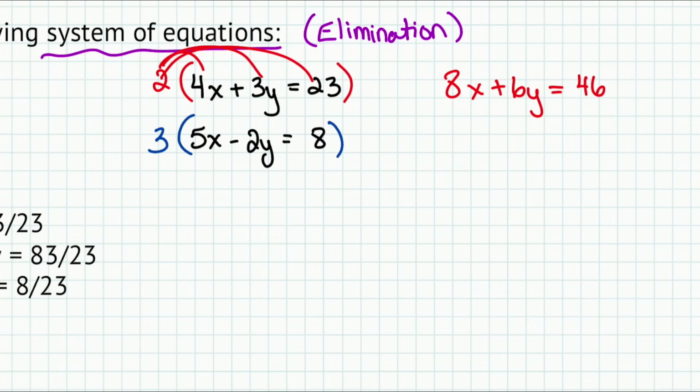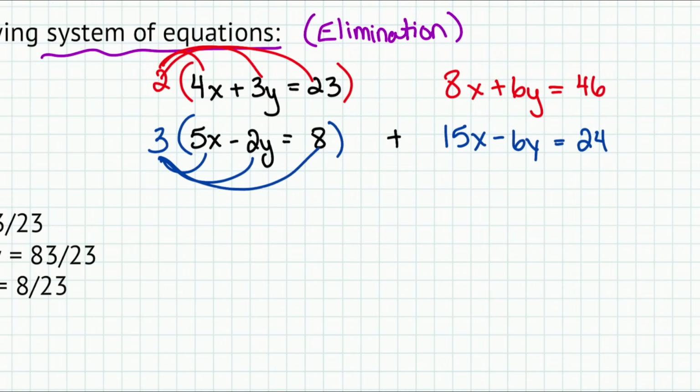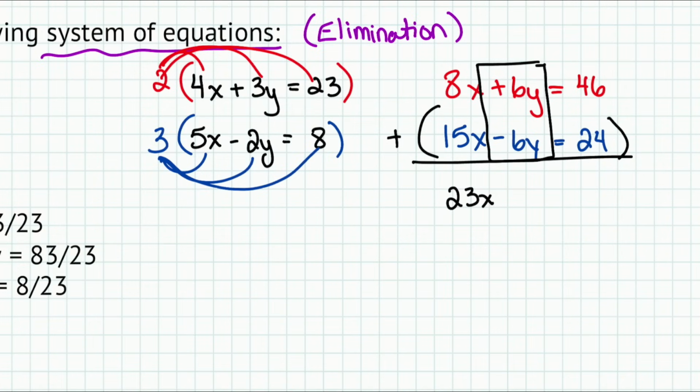Up next on the blue side of things, we have 3 times 5x. So that'll be 15x. 3 times negative 2y, so negative 6y. 3 times 8, which is 24. Okay, take a look, my party people. What just happened? Again, if I add these together, look at what happens. We have 8x plus 15x. That would be 23x. But then, interestingly, over here, what happens? They cancel out. We have a positive 6y and a negative 6y. Add opposites, and they will cancel out.